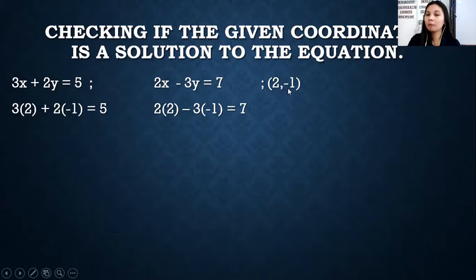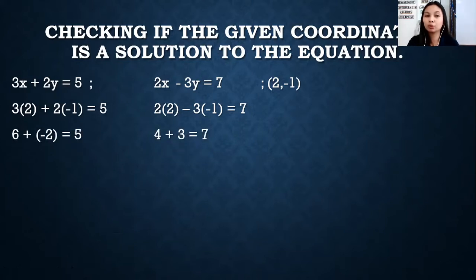Tandaan po na ang point is consist of a x value and then y value po. Okay? So x ko is 2, y is negative 1. Ayan siya. Okay? So ayan. So since parenthesis yan, multiply nyo yan. 3 times 2 is equal to 6. 2 times negative 1 is negative 2 po.